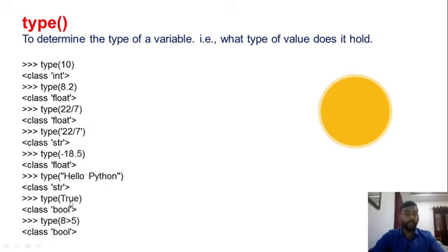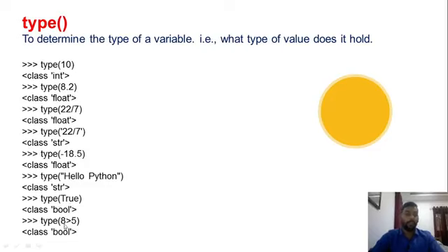Then type of True. What is the type of True? It is class bool. It's boolean, right? It belongs to class bool. Please note one thing: it's not in quotes. True is not in quotes. When you write True in quotes, what happens? It will be of string type, right? But here it's not in quotes. It's simply type of True, so the result will be class bool.